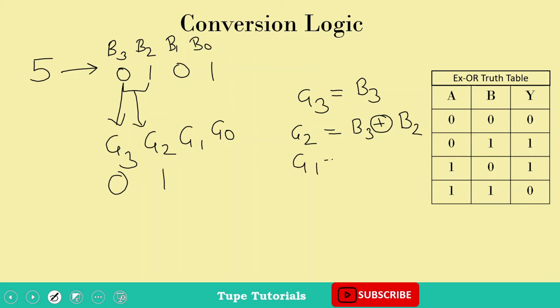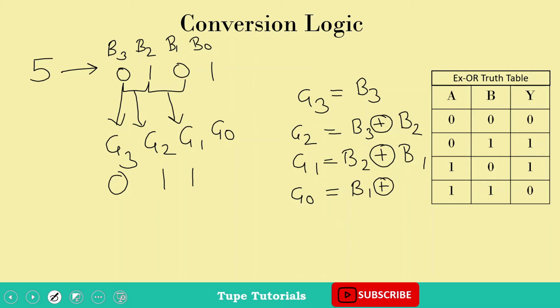For G1, we will write B2 XOR B1. So now we will do XOR of B2 and B1 for G1. 1 XOR 0 is 1. So again 1. Then for G0, which is the LSB, we will do B1 XOR B0. So 0 XOR 1, again I will get 1. So the gray code for the decimal number 5 and binary number 0101 is 0111. This is the gray code for decimal number 5.